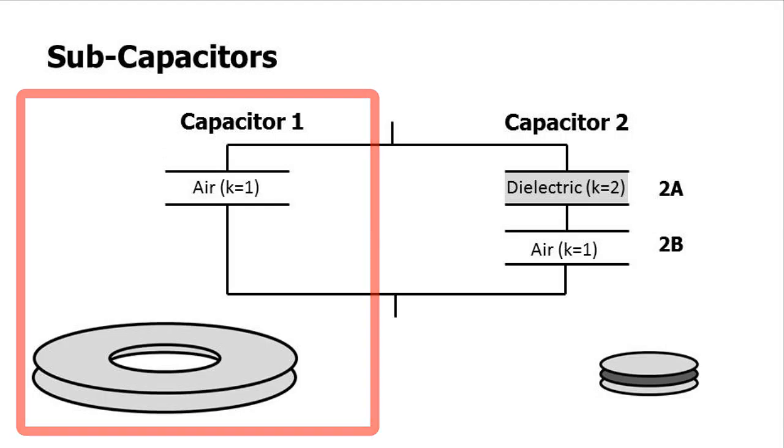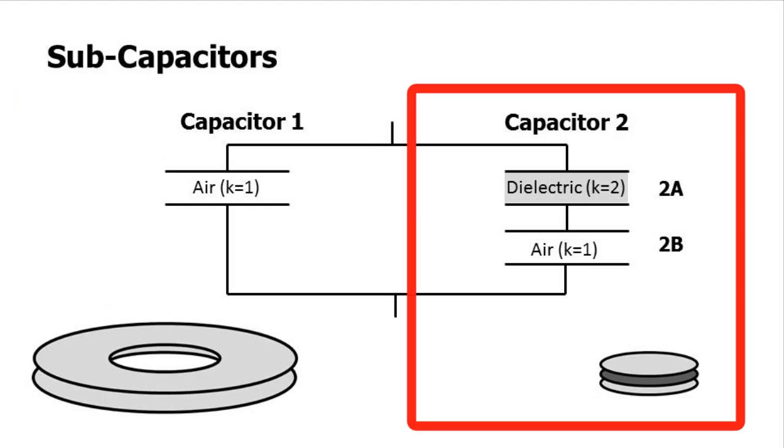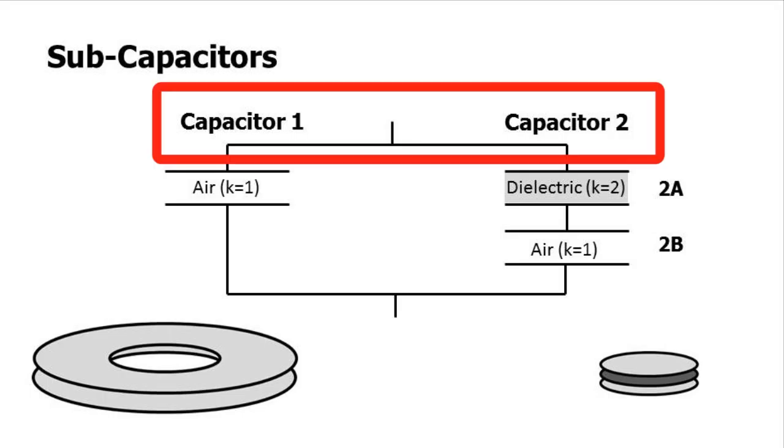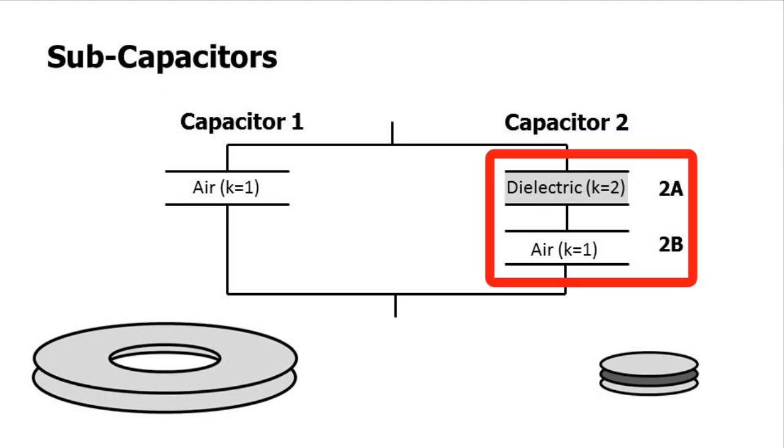Subcapacitor 1 is the outer disk, and subcapacitor 2 is the inner disk, and they can be thought of using this circuit diagram. Subcapacitor 1 and subcapacitor 2 are connected in parallel, and the two regions of capacitor 2 are connected in series.